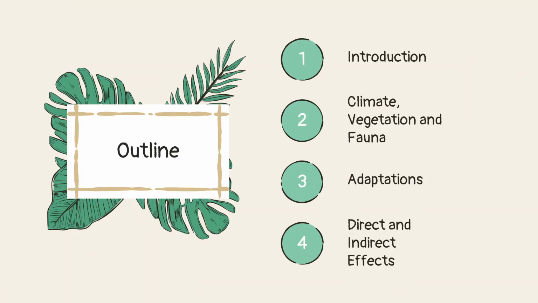My outline is, as you can see, the introduction, and then I will be moving on with the climate, vegetation, and fauna, and then I will be talking about adaptations, and lastly, I will be talking about direct and indirect effects.